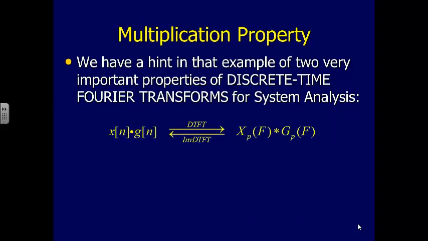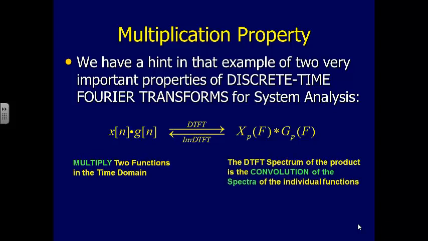So we have two important properties. The multiplication property says if I multiply two time functions, I convolve their spectra. Except it's a new kind of convolution. It's circular convolution, because I'm convolving two periodic functions now, right? Spectra are periodic now, and so I get a repeating answer. I get a circular convolution.